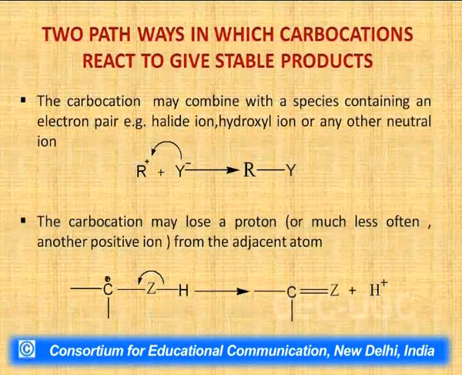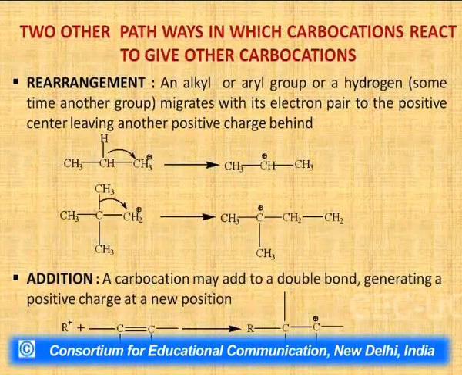The reactions of carbocations. First, the 2 pathways. Number 1, the carbocation may combine with a species containing an electron pair, for example, halide ion, hydroxyl ion, or any other neutral species. Number 2, the carbocation may lose a proton, or much less often another positive ion, from the adjacent carbon atom to give the alkene or olefin.